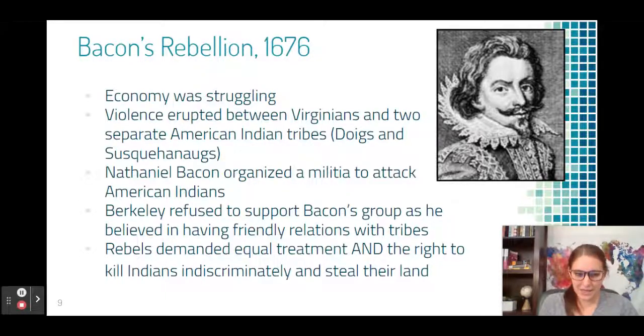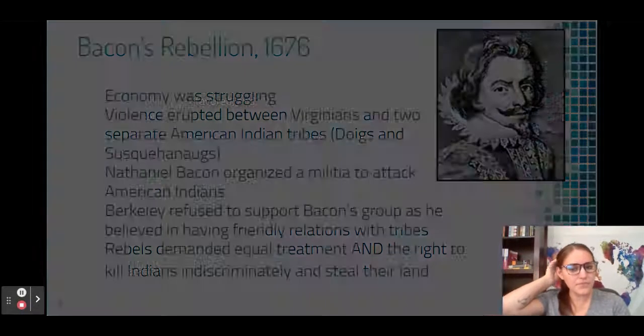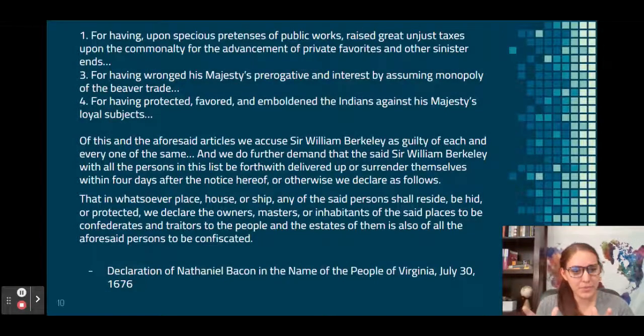And so really what's happening here is the rebels are demanding equal treatment, equal protection from the governor, and they're asking for the right to kill American Indians and steal their land. Nathaniel Bacon is going to end up being arrested by Berkeley. And upon his release, he issues this declaration against Berkeley, where he's going to list these grievances, these issues that he has with the way that Berkeley is running the Virginia colony.